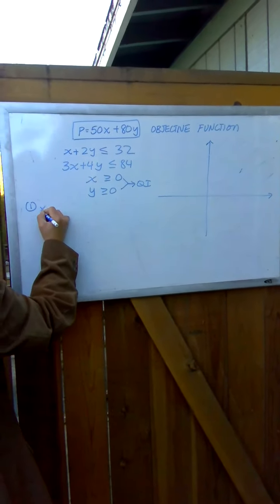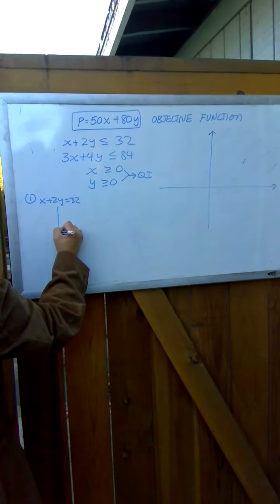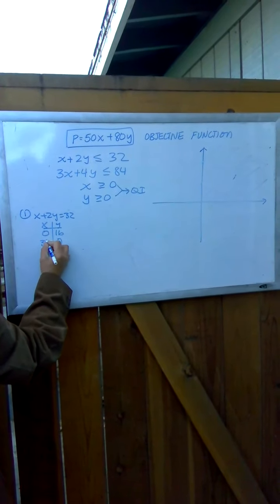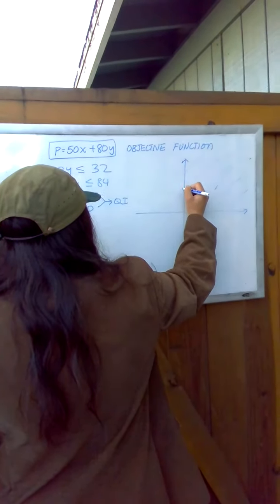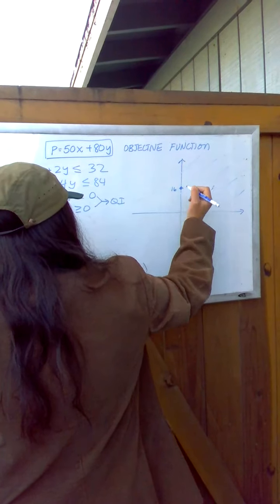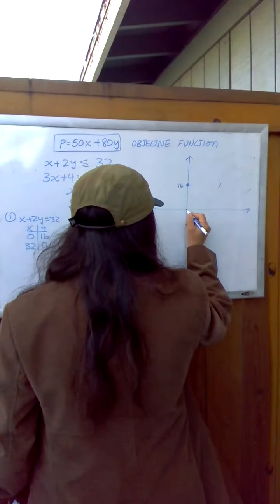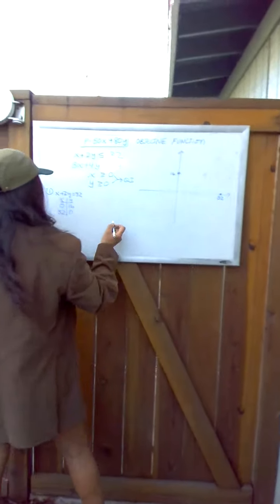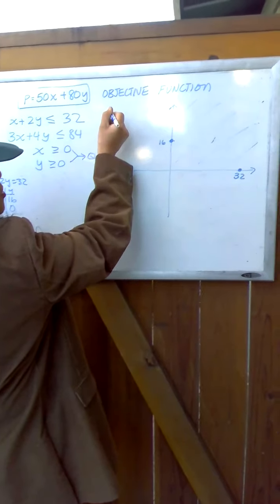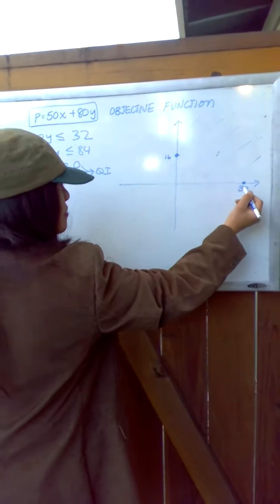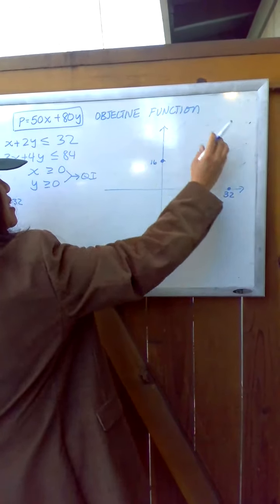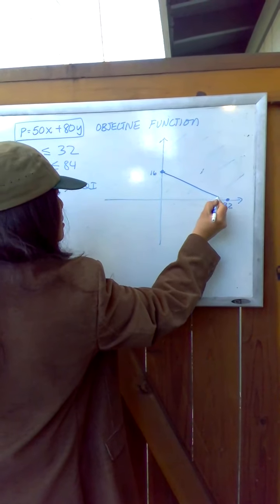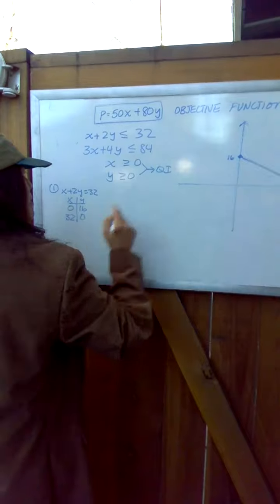If I do the first one, x plus 2y equals 32, and I do my table: when x is 0, y is 16. When y is 0, x is 32. So 0, 16. I'm just going to make that 16 right over there. 32, 0. So this is right around 32. It's going to be a solid line. And I don't have to draw my line beyond here because we already know that we're restricted to quadrant 1. So I'm just going to draw my line and stay within quadrant 1.